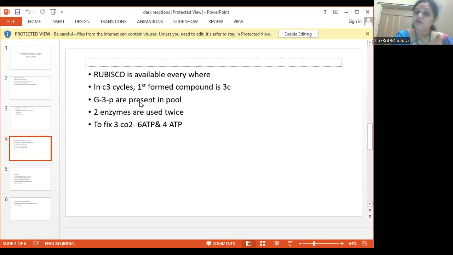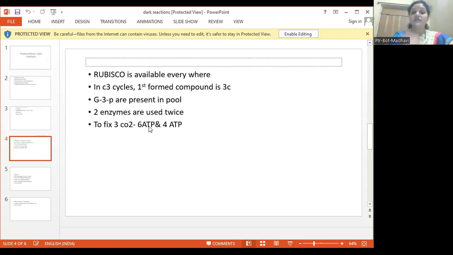Okay, so here, this one they can ask in word problems. That means if 3 carbon dioxides, that is the basic one we have to say here, are absorbed, then 6 ATPs and 4 NADPH2s are going to be used. This is also okay. Just correct it.